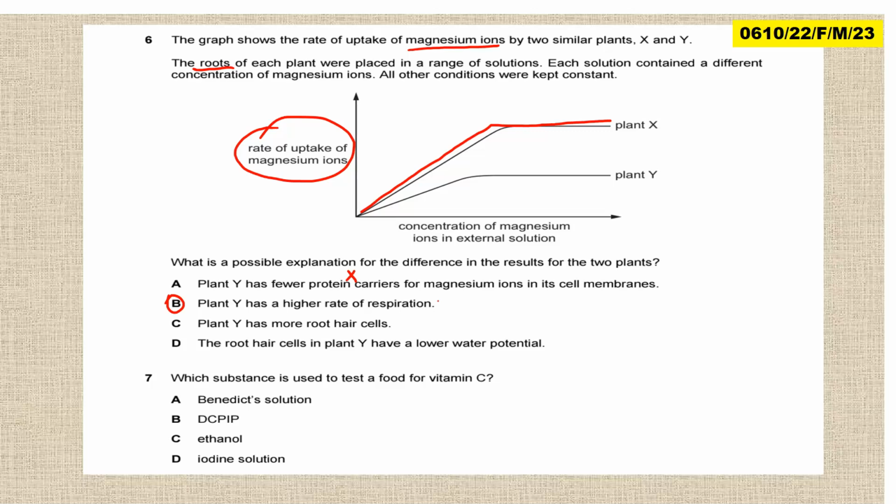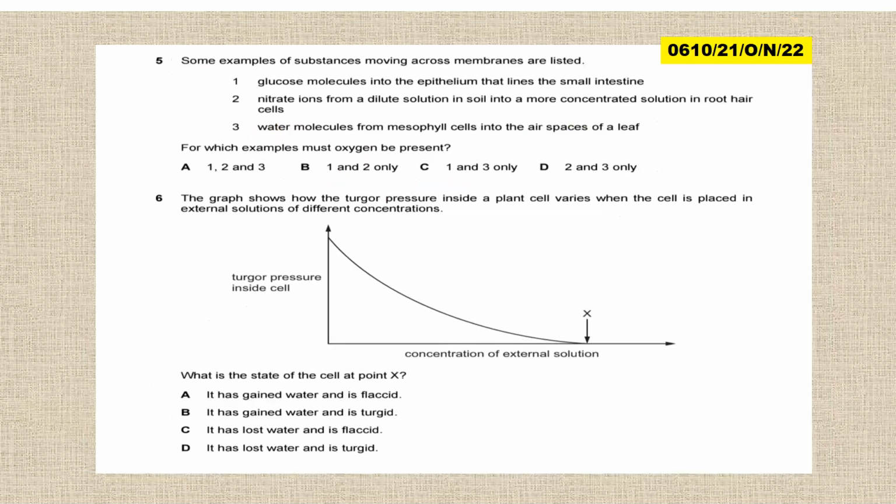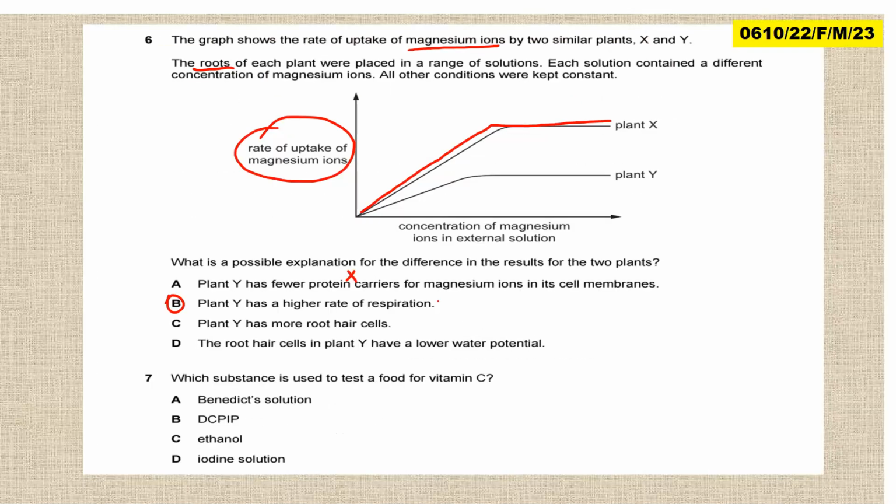It uses energy from respiration, and ions are transported by active transport. So I'll go for B. Y has a higher rate of respiration. Did we leave out any question? Yes. Question 7 is also on food tests. But just to answer it, which substance is used to test a food for vitamins? It's DCPIP. We are going to look at what this means under that topic.